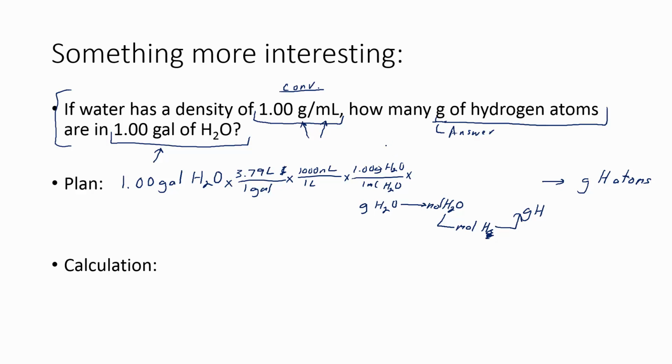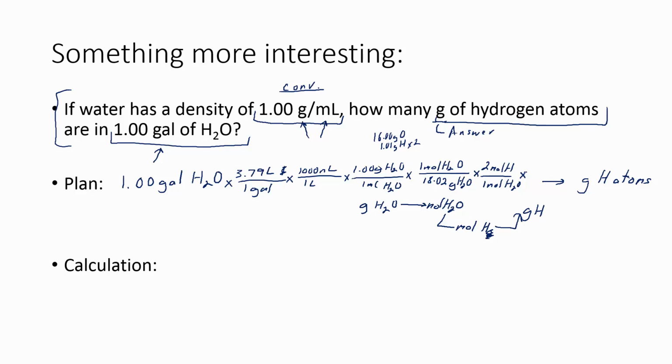Well, if we go to the periodic table, we got 1.01 grams for each hydrogen and about 16 grams for each oxygen. So multiply this times 2, we get 1 mole of water is 18.02 grams of water. Excellent. So now we have moles of water. So to get to hydrogen, we just say 2 moles of hydrogen for every 1 water. And that's from the 2 in the chemical formula.